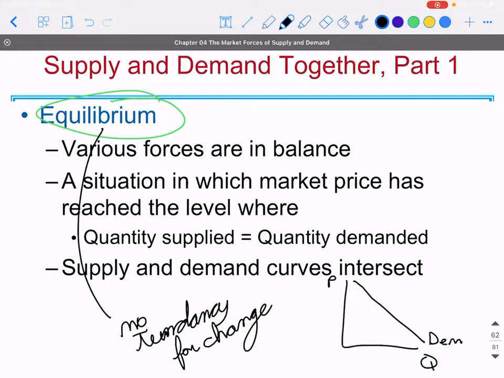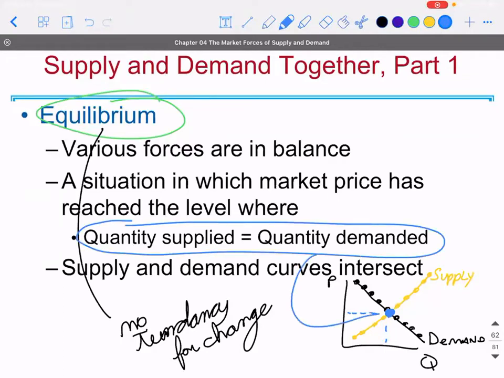remember this demand curve has lots of little points on it, all called quantity demanded points. And that there's a supply curve with a whole bunch of various quantity supplied points. And that there's some point right there where this is true, where at the equilibrium, the quantity demanded equals the quantity supplied.